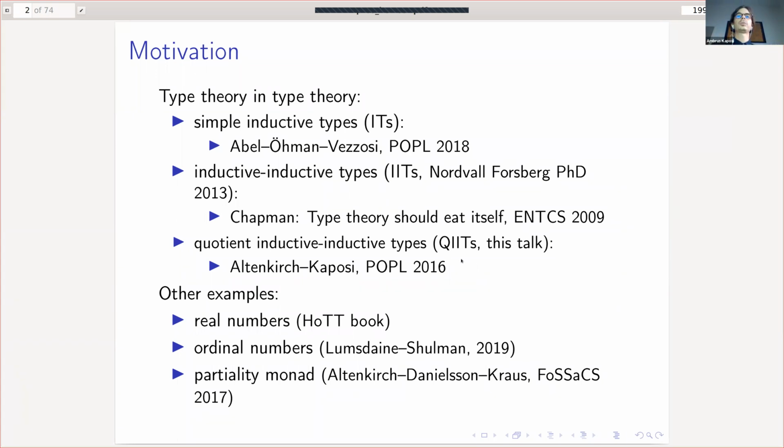it was a similar situation when with Thorsten we described the syntax of type theory using quotient inductive types, or QIITs. And that was 4 years ago, so now it's probably time to formalize what these QIITs are in general. At this time there was no formal description of QIITs, and this talk will be about QIITs and some extensions. Other examples of QIITs are the real numbers from the HoTT book, or ordinal numbers, or the partiality monad. The interesting thing about these QIITs is that they are all infinitary. We will come back to this later.